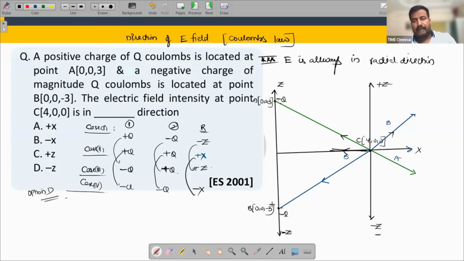So this is a question related to the direction of electric field. Okay. Is this clear? Good.